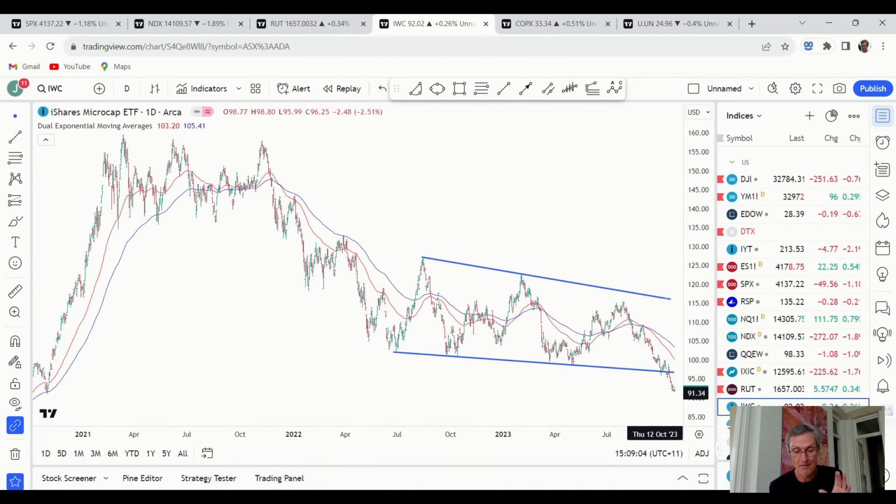As I say, we just need to play the hand the market is dealing. And at the moment, I think it's about protecting capital, not trying to pick low points.